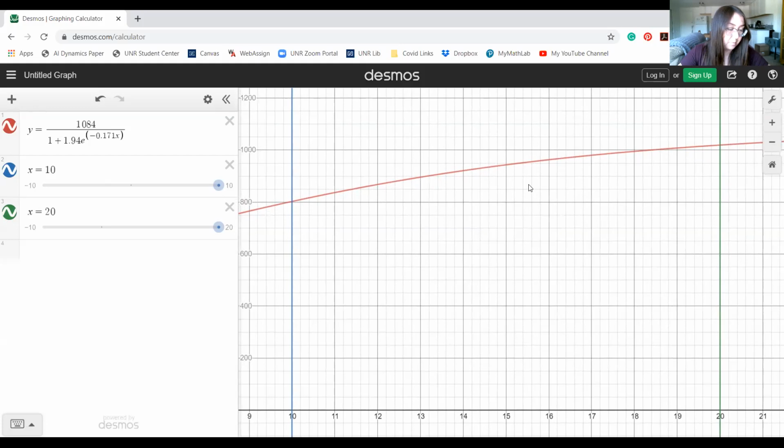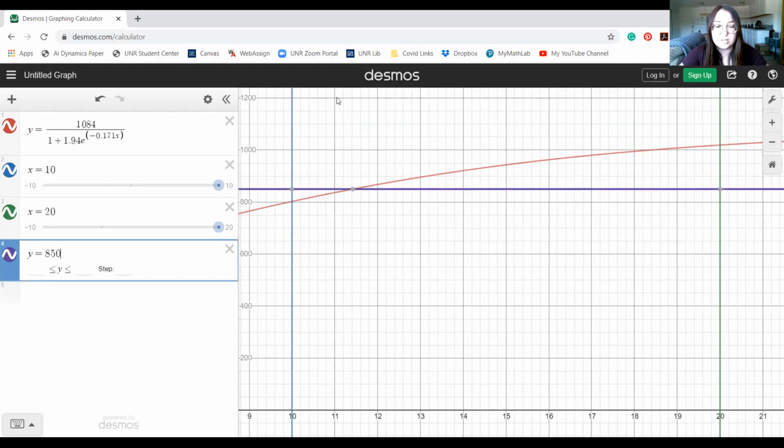And now we want to use our graph for part C to determine the year in which our expenditures will reach 850 billion. So what we want to do is create another y value of 850. We see our line goes through here and it crosses at this point right here, which tells us that we will reach 850 billion in what looks like 11.4 years. So that means in the year 2011, we will reach $850 billion. Now let us write that down in our notes before we forget.